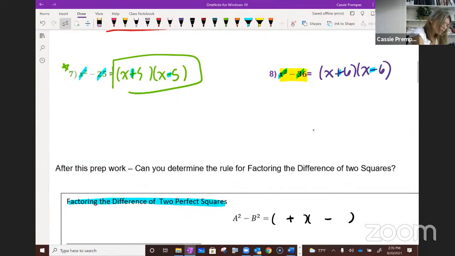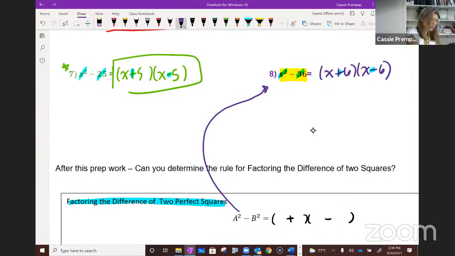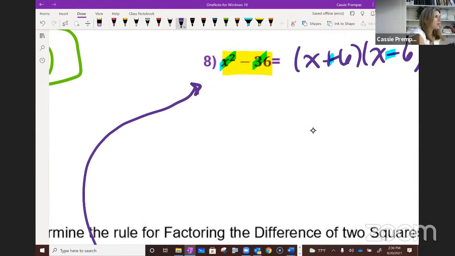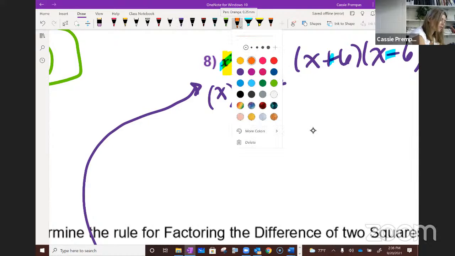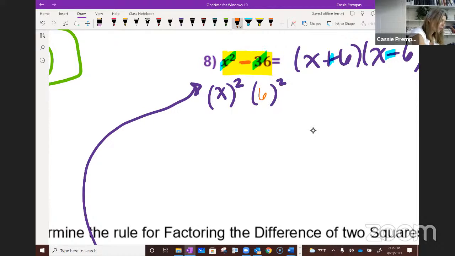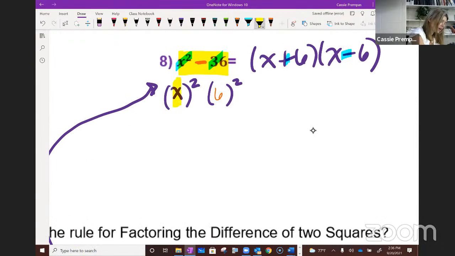The other piece that I recognize is all of these. Let's just focus on number 8. Sometimes when there's so many, it can be hard to zone in on one thing. If I just focus on number 8, x squared and 36, I want you to recognize that they are both perfect squares. x squared is the result of x times itself. 36, what would be the square root of 36? 6. So 36 is the result of 6 squared. So both of these are perfect squares, and that's important. And all of them have to have a minus sign in between. Notice that their square roots, x and 6, show up in the parentheses.